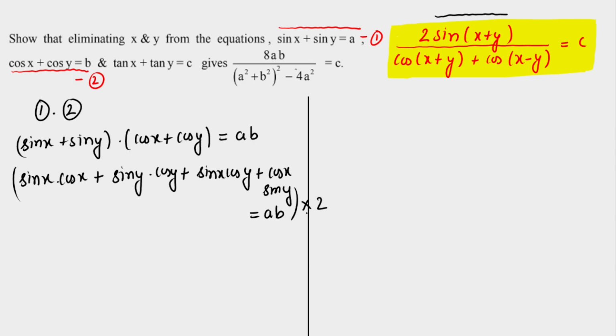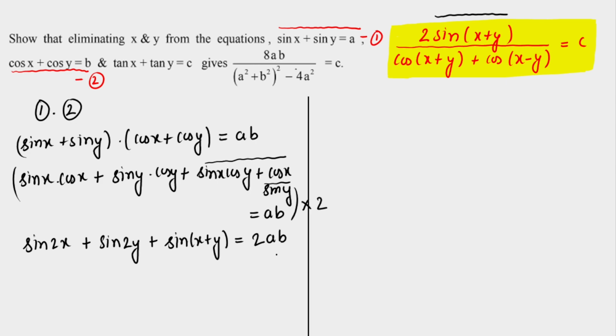So if I multiply the whole equation by 2, 2 sin x cos x will be sine 2x here, plus 2 sin y cos y will be sine 2y, plus if you notice one thing, this is a perfect expansion of sin a cos b plus cos a sin b. It's a perfect expansion of sine of a plus b. Now this will be equal to 2ab, and this will be multiplied by 2 as well, because we have multiplied the whole equation by 2.